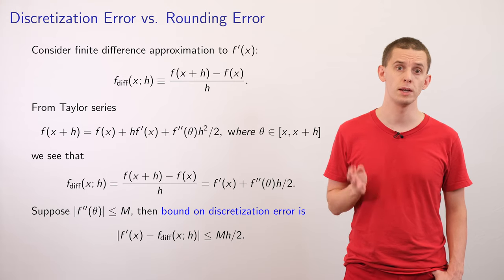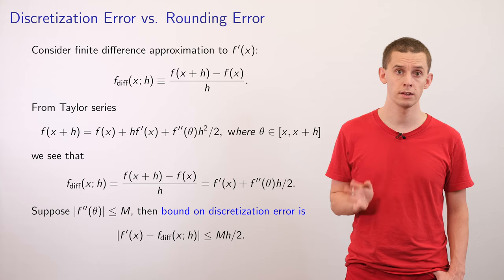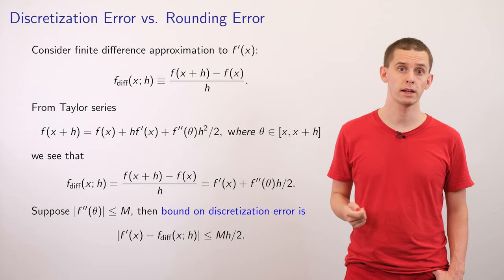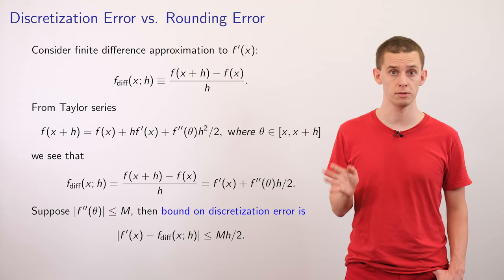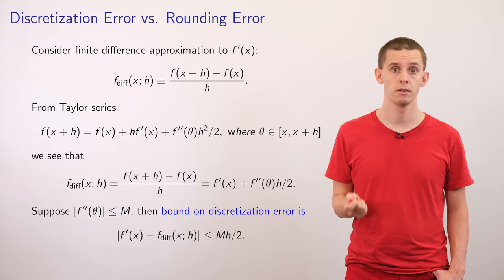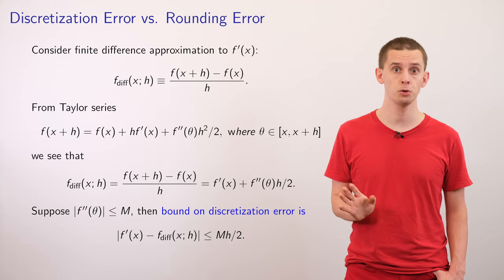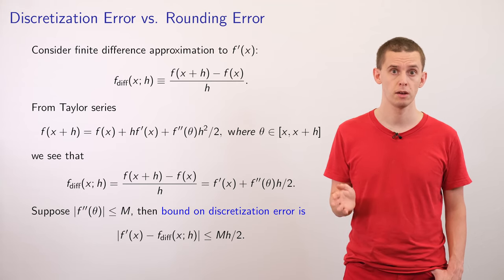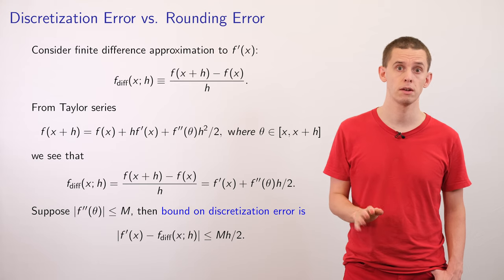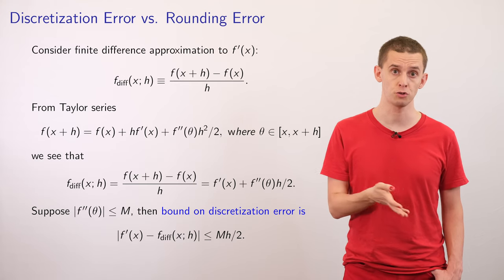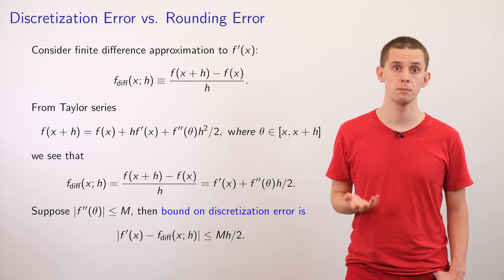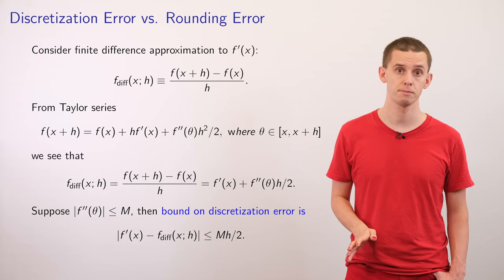So to illustrate the difference between discretization error and rounding error, let's look at calculating the derivative of a scalar function f of x. We'll look at calculating the finite difference approximation to the mathematical derivative f prime of x. And we'll do this by introducing a small value h and calculating the function f at two points, x and x plus h. From here, we can numerically approximate the derivative. Let's call this f diff of x, by looking at the slope of the function between those two points. And this works out to be equal to f of x plus h minus f of x, divided by h.